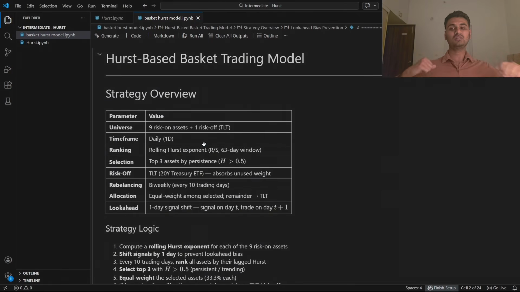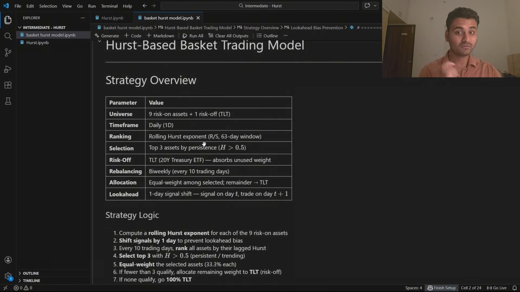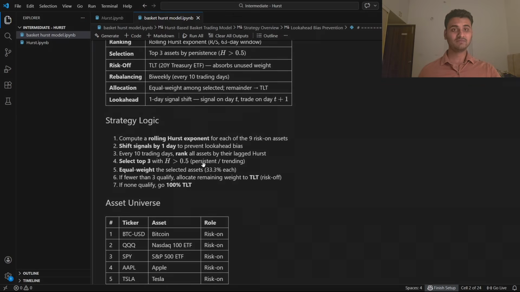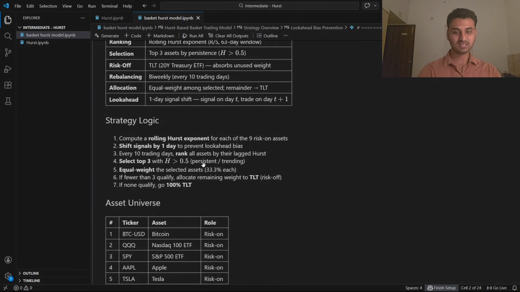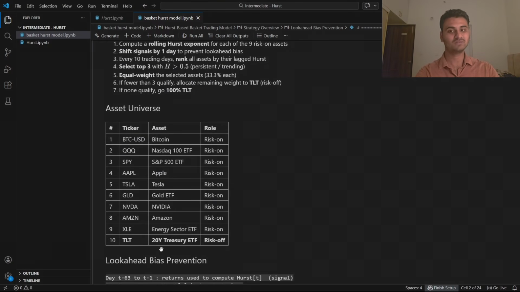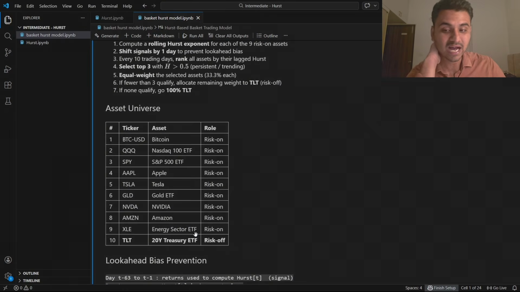model. So the universe is 9 risk-on tickers and 1 risk-off ticker. For the risk-off ticker I have taken bonds, 20-year yield bonds, as you can see here. It's the only risk-off ticker, because when the market regime is off from risk, we have to hedge our positions using Treasury ETFs. So this is the current asset universe. As you can see, it's highly diversified: commodities, stocks, ETFs, and Bitcoin.